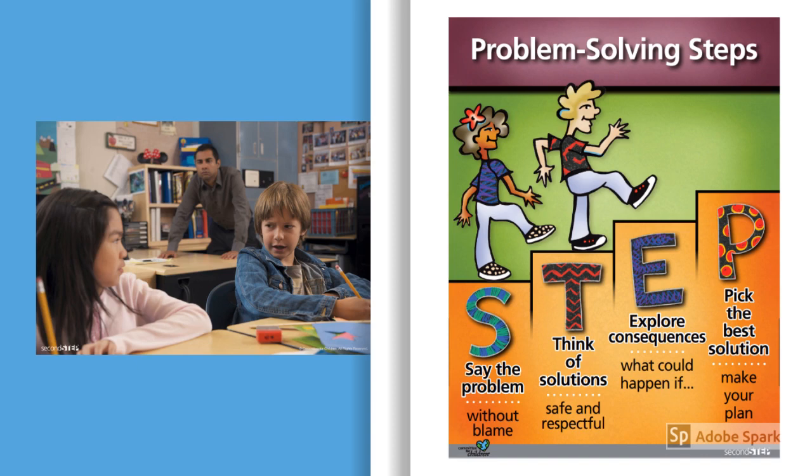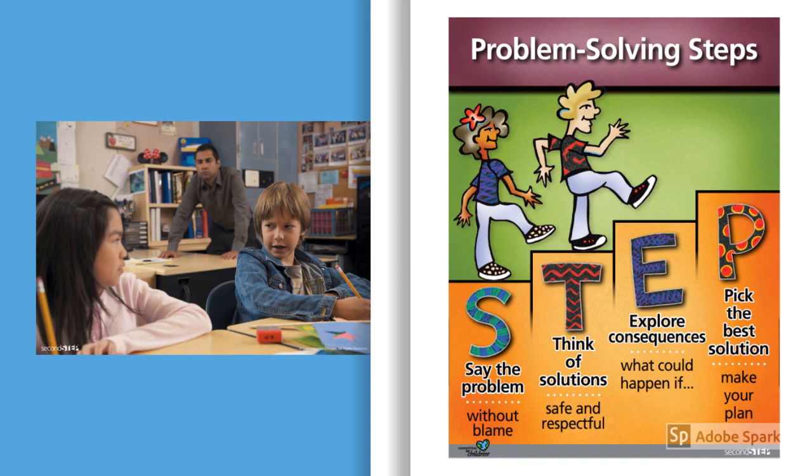The next step is T. Think of solutions. Pause the video and think about what Lupita and Cody can do to solve the problem. The next step is E. E is explore the consequences. Think about what would happen if. Pause the video if you need more time.